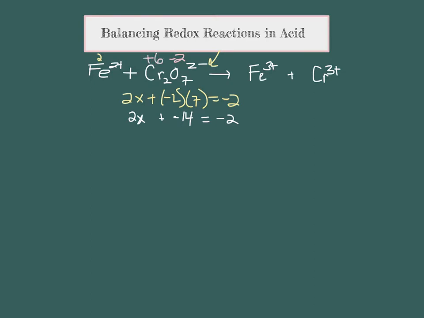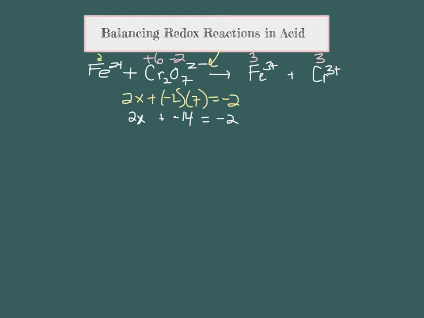Then I'll look on the other side of the reaction and I'll see my iron has a 3+ charge, so its oxidation number is 3. And the chromium also has an oxidation number of 3. Okay, now I'm going to identify which one of my interesting atoms is oxidized and which one is reduced.